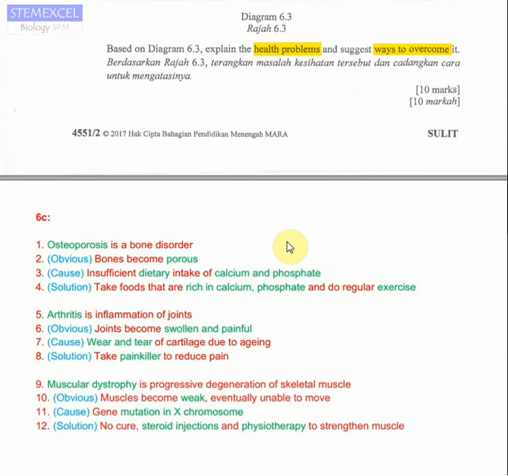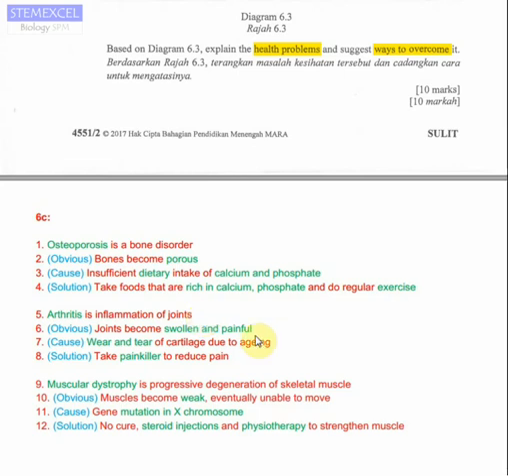The third one is the cause of osteoporosis. This is usually due to insufficient dietary intake of calcium and phosphate minerals. And what will be the solution? One way is to take foods that are rich in calcium and phosphate, or even supplements, and also to do regular exercise. As for the second one, it is arthritis, an inflammation of the joints. Again, state what is obvious: in the diagram the joints become swollen, and of course painful.